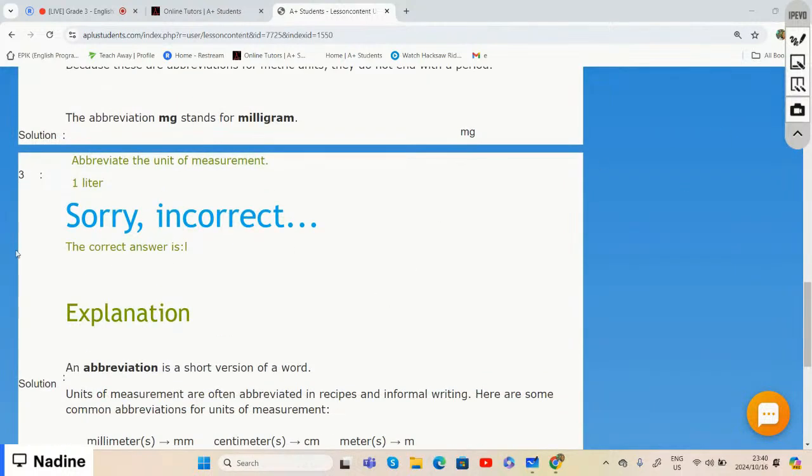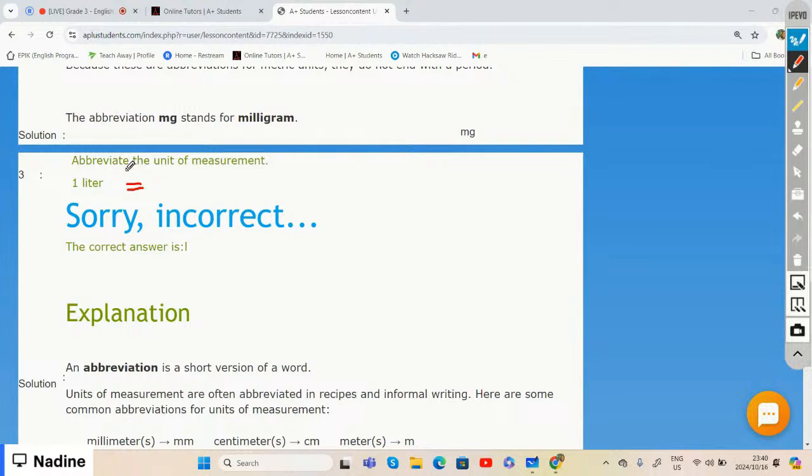1 liter. How do we abbreviate 1 liter? We don't use gallon in South Africa. We say liter. 1 liter of milk, 1 liter of juice, 2.5 liter of Coke, 2 liter Fanta. But we don't say gallons. So 1 liter.